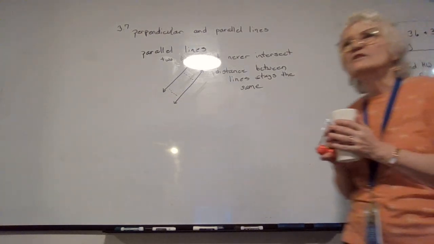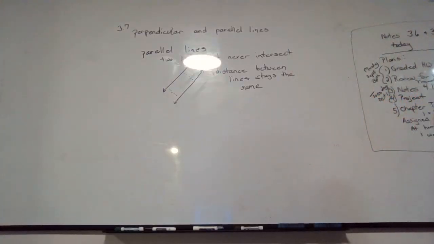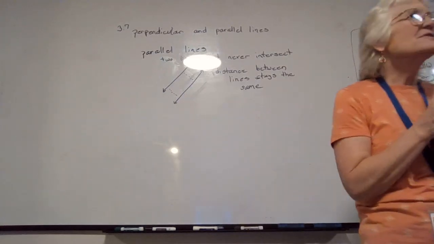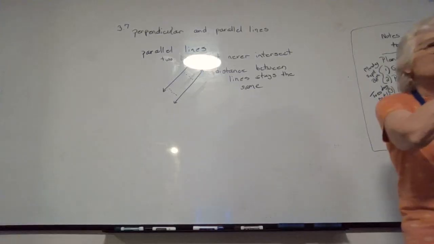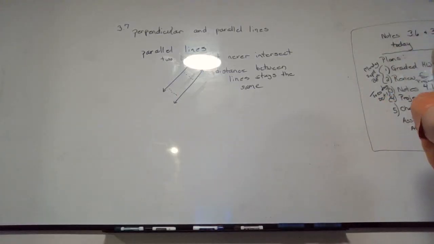Okay, perpendicular lines. Think about where you see perpendicular lines in the world. Yes? A four-way intersection. A four-way intersection, beautiful. Usually most intersections come together at perpendicular lines. Not all of them. There's a few that don't, but most intersections are, okay.